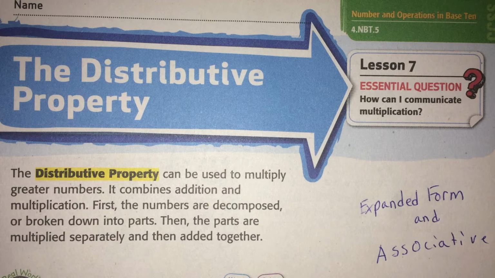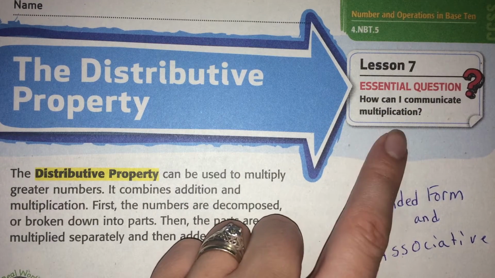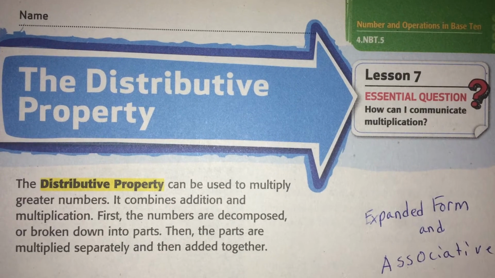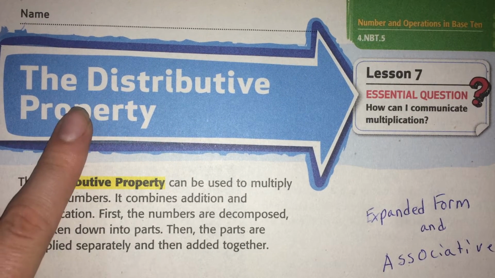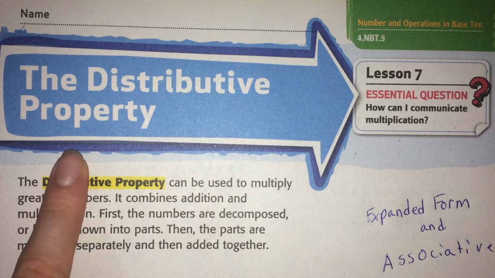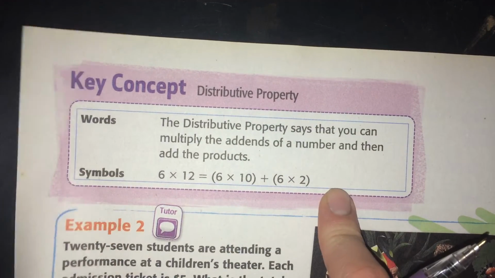Welcome to Chapter 4, Lesson 7. How can I communicate multiplication? That's the essential question for the chapter. Today we're learning something called the distributive property. When we learn a property, we're going to have another purple concept box.